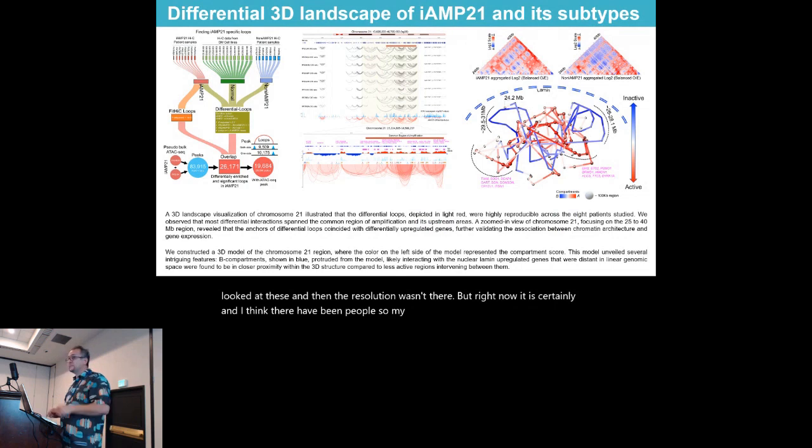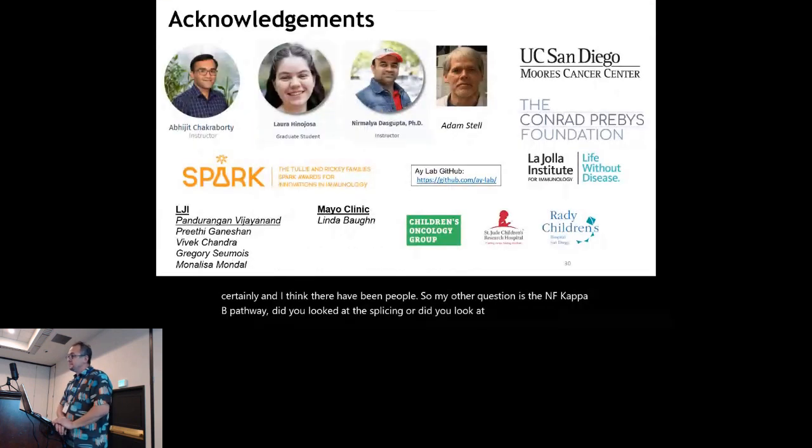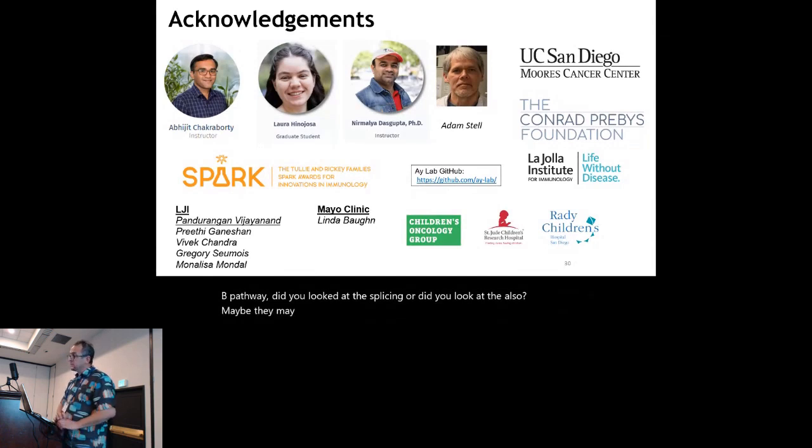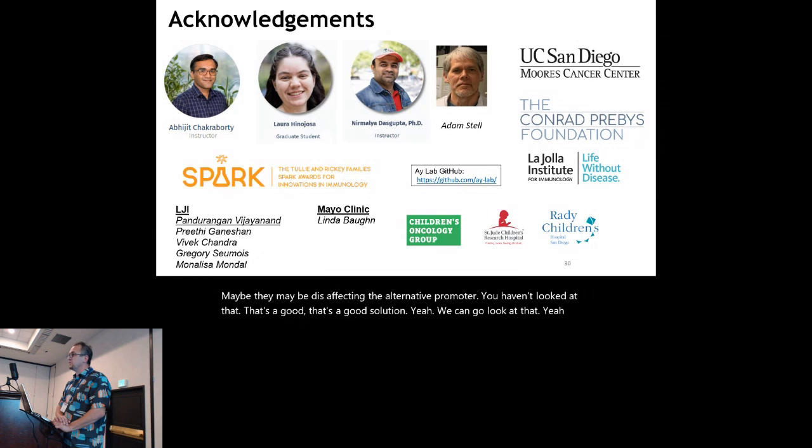My other question is, the NF-kappa B pathway, you looked at the splicing, but did you also look at whether they may be affecting the alternative promoters? We haven't looked at that. That's a good suggestion. Yeah, we can go look at that.